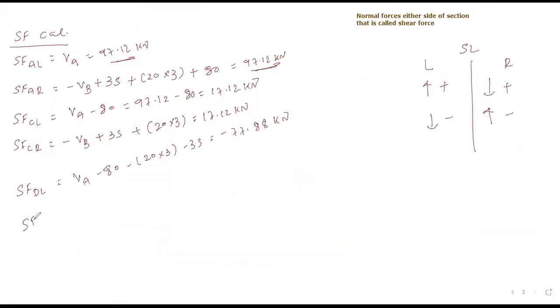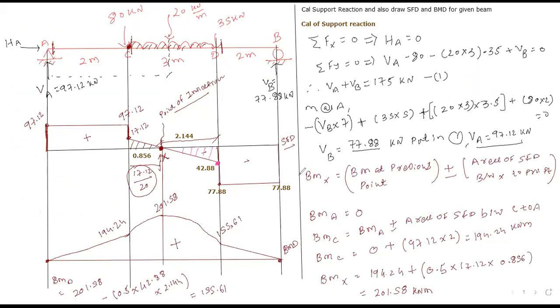Similarly, shear force at D, right hand side, we see only one reaction VB, that equals minus VB, that is nothing but minus 77.88. I hope it is clear. 88, 87 will do, no problem.